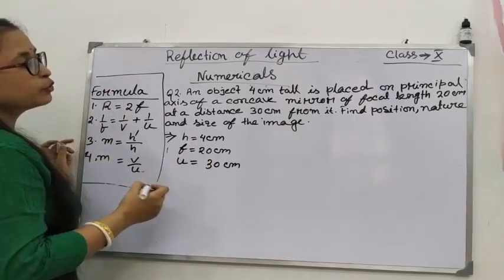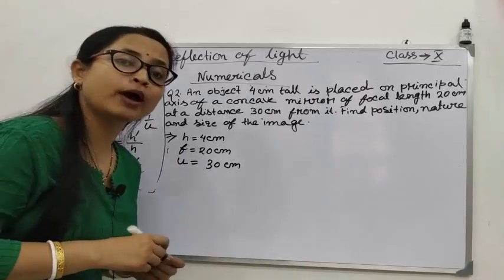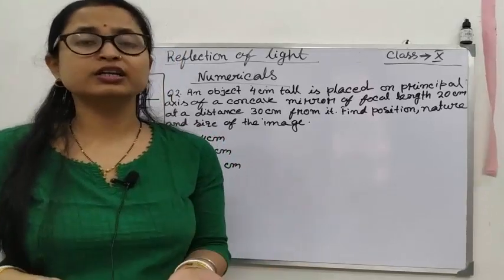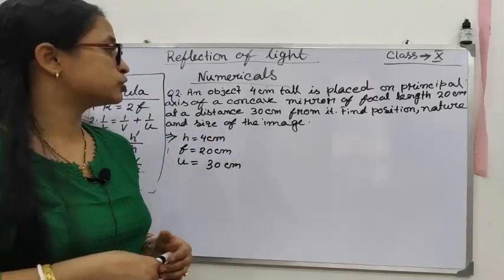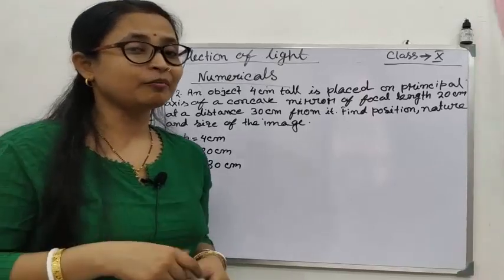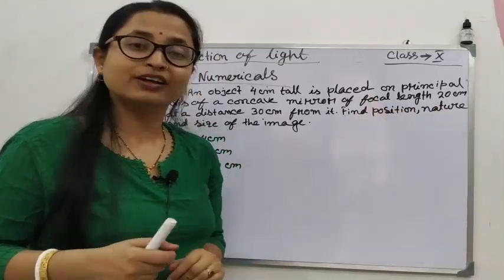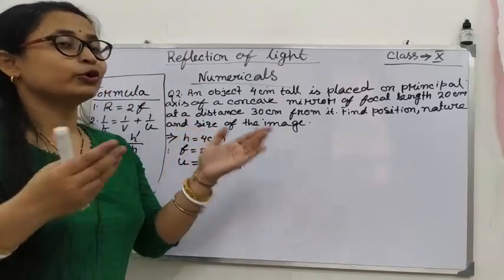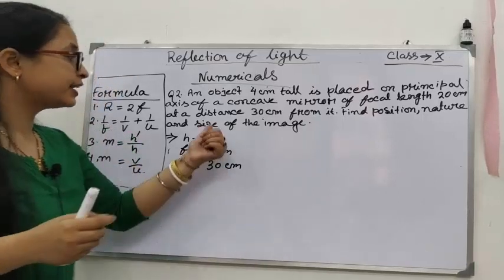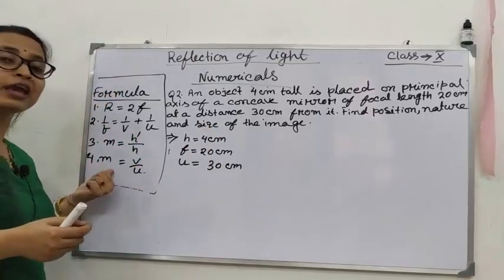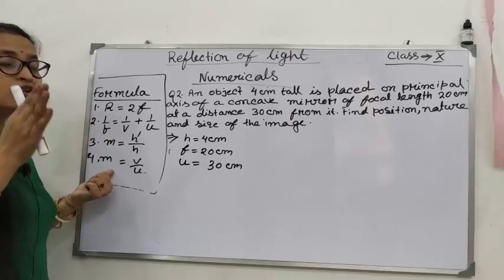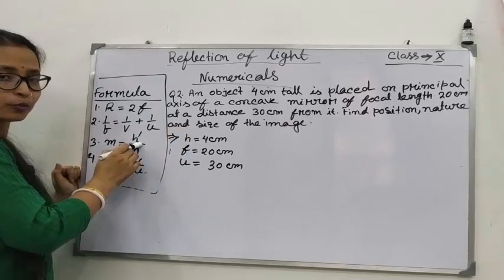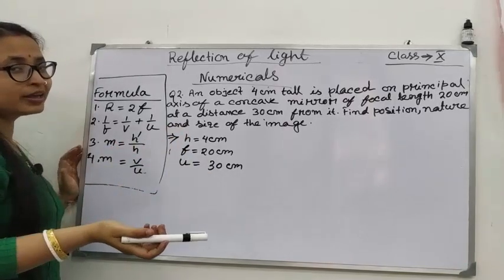Then what you have to find? Position, that means v you have to find. Nature, that means whether it will be real, virtual, inverted, diminished, magnified, this one you have to say. By drawing the diagram, easily you will get the nature of the image. Then you have to find the size also. Size means whether it is diminished or magnified. Size means actually you have to find m, the value of m. After that, by using this formula, you can find the height of the image also.